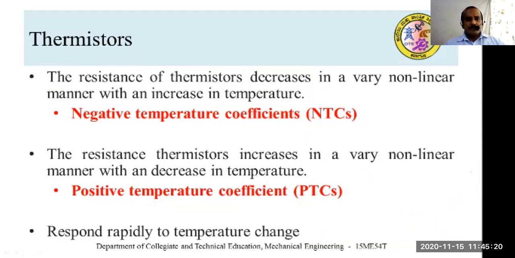In thermistors, resistance decreases with an increase in temperature. Such thermistors we call negative temperature coefficient thermistors. In certain types of thermistors, resistance increases with an increase in temperature. We call them positive temperature coefficient thermistors. Thermistors respond very rapidly to a temperature change.